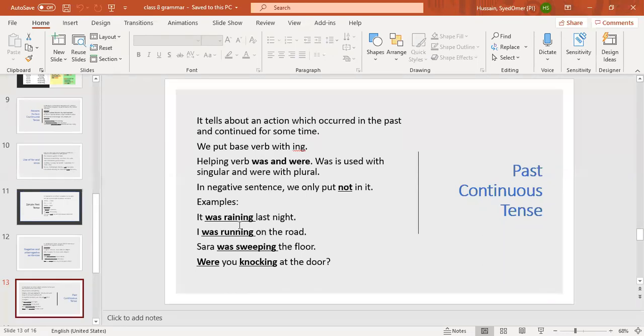It was raining last night. I was running on the road. Sarah was sweeping the floor. Were you knocking at the door? Okay.